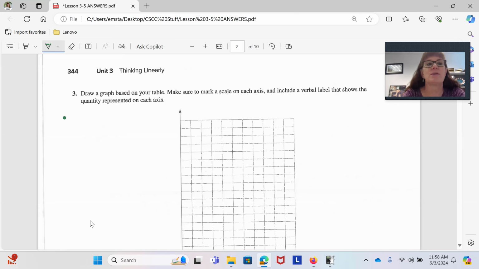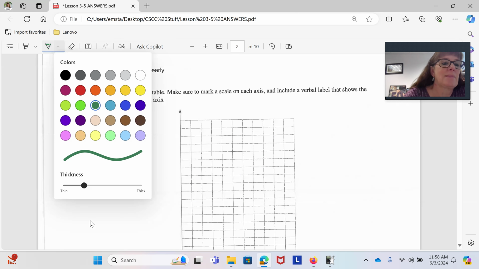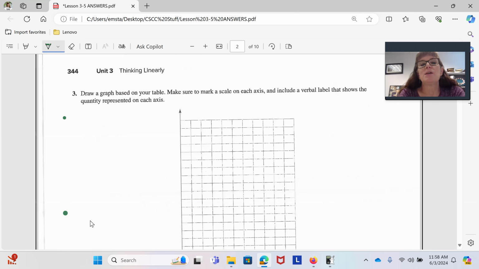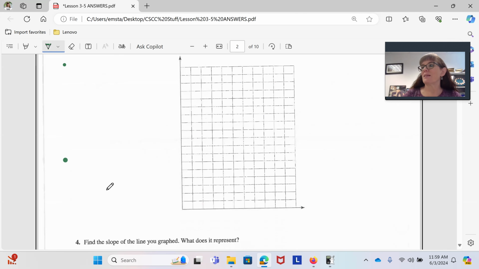That's a good size point. And we can go a little bigger. Yeah, that'll be a good one. So we need some labels first. I just realized they didn't give us any labels. So I'm gonna use the text to do that and actually type it in.